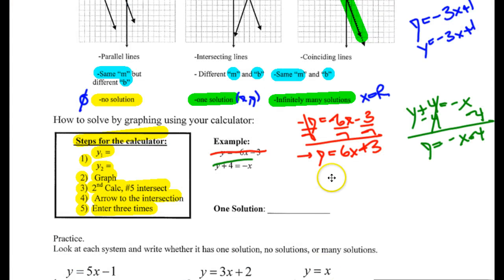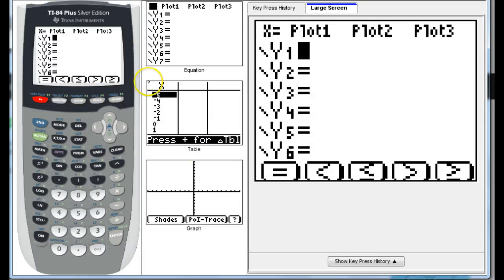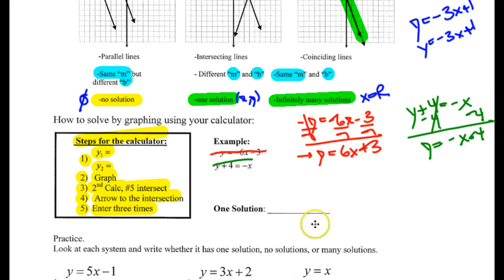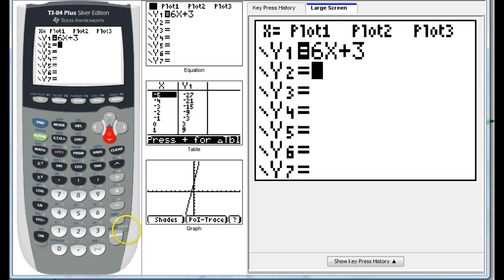So if we go back, the first equation we can say is y equals 6x plus 3. So there's the y equals, come over to the side, 6x plus 3. So there's the first equation. Now I'm going to hit the down arrow so I can graph the second equation. I have to graph them both at the same time. Second equation is y equals negative x minus 4. So we're going to type that in, negative x minus 4.